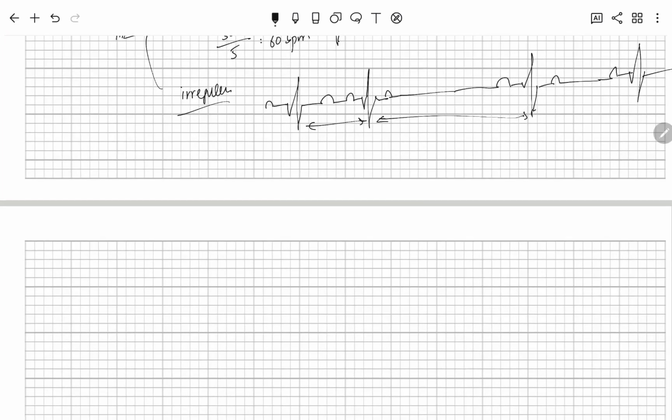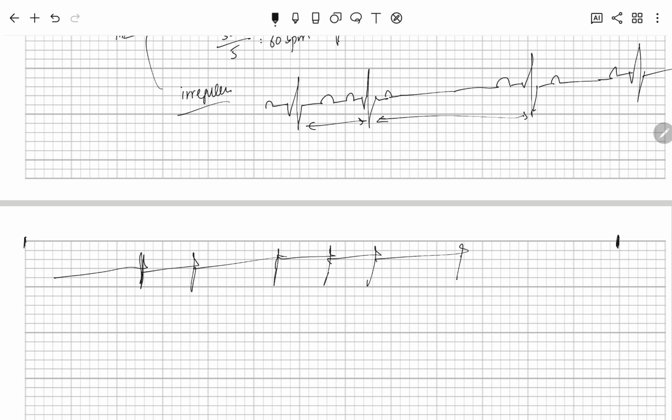What we need to do is calculate 30 big squares in the rhythm strip, right? The rhythm strip is at the bottom of an ECG, and it is usually lead II that we take as the rhythm strip. So we're going to count 30 big squares. Just say 30 big squares are up to this, what I have marked here. These are the QRS complexes, just like that.